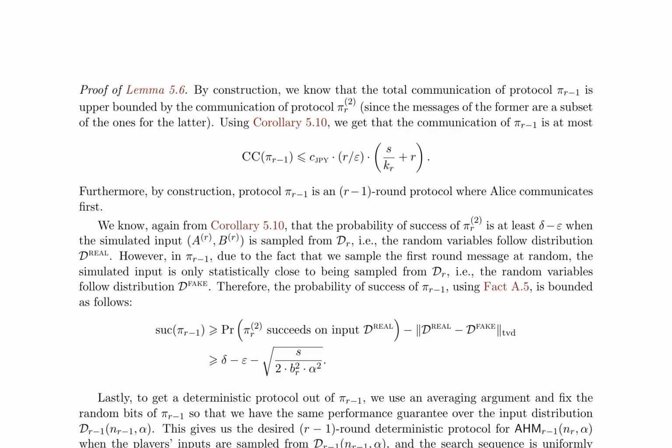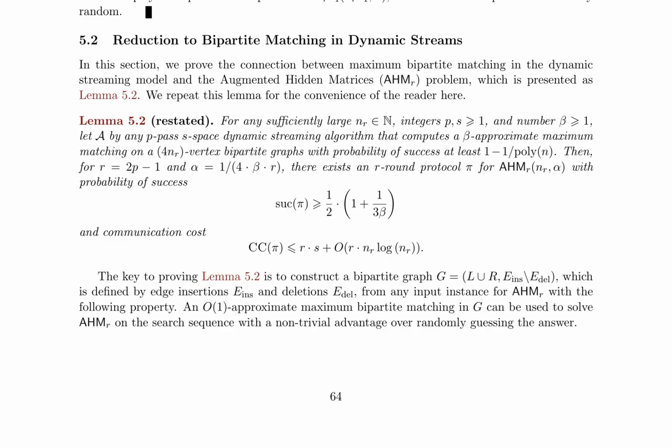streaming model. They show that any p-pass s-space dynamic streaming algorithm that computes a beta approximate maximum matching on a bipartite graph can be used to construct an r-round protocol for AHM_r with a non-trivial probability of success and controlled communication cost. The paper provides detailed mathematical proofs and explanations for these results, including equations, algorithms, and mathematical concepts. It highlights novel ideas, significant findings, and important arguments presented in the research, making it suitable for expert researchers and stakeholders in the field of machine learning and artificial intelligence.